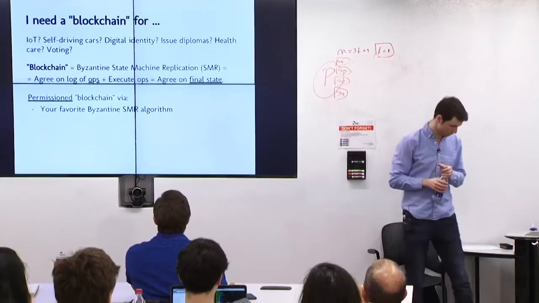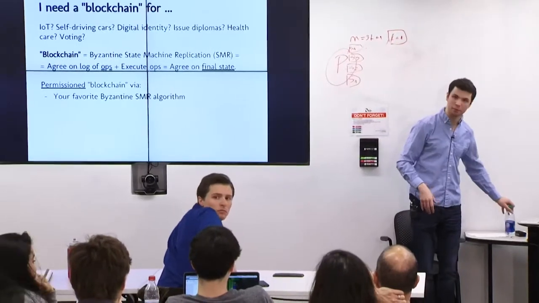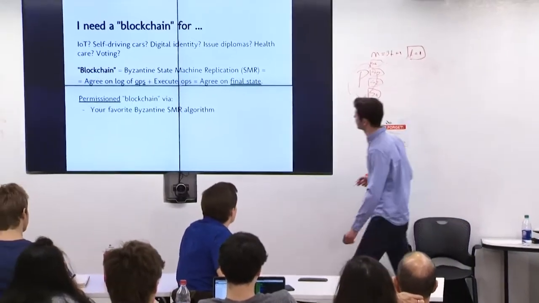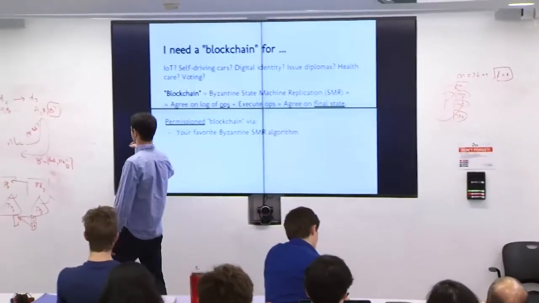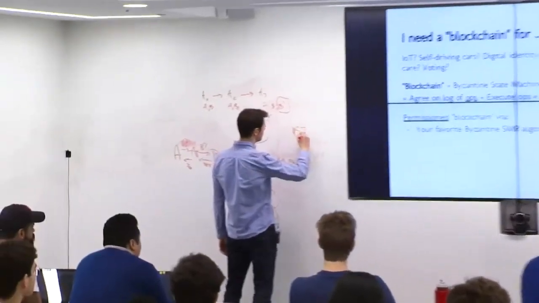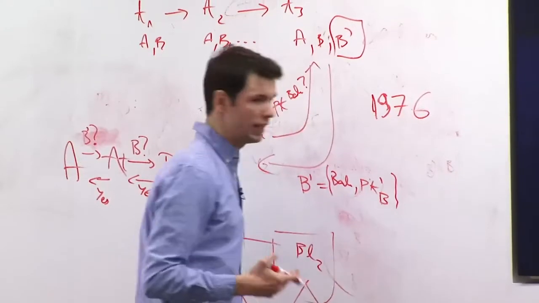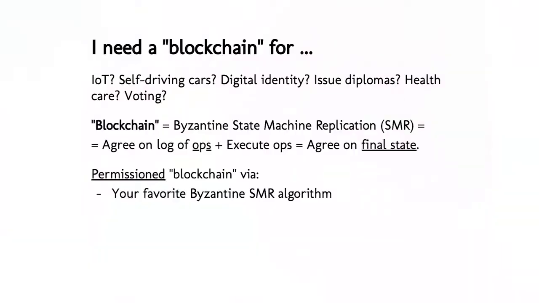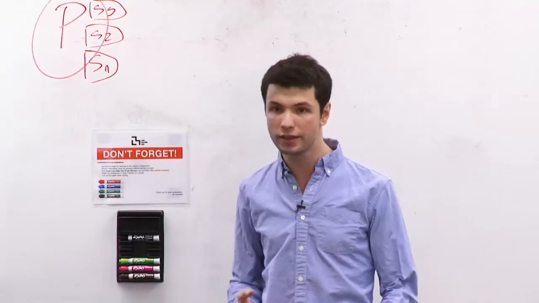Yes? In a permissioned blockchain, do they use proof of work? No, you don't have to. So that's kind of what the hype is about. The first interesting paper on this was 1976 or something like that. So this is 40-year-old research. We've known how to do permissioned consensus. We used to call it Byzantine consensus for 30 or 40 years, right? So there's nothing new there.